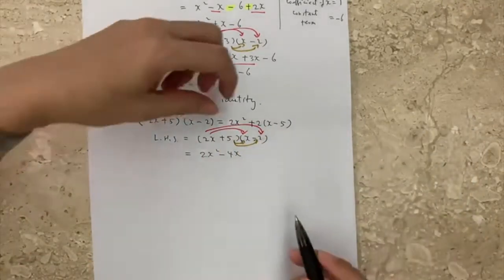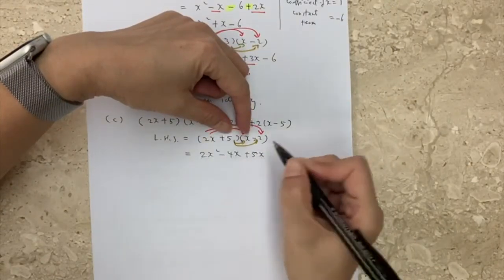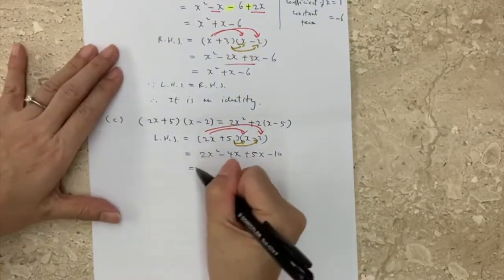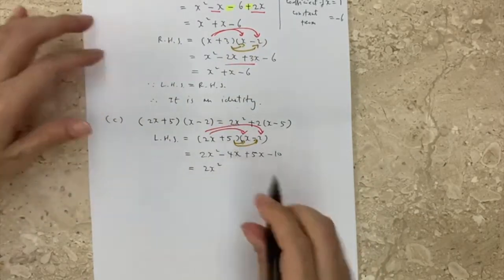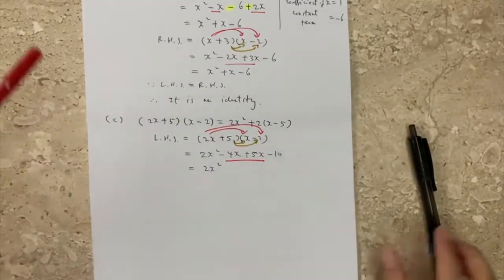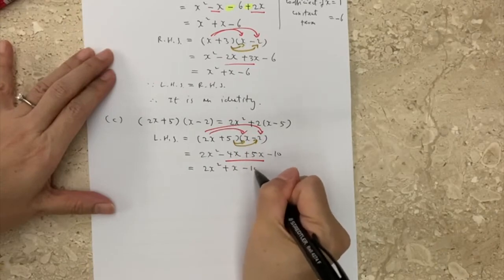Okay, so that will be 5 times x, so plus 5x, and then minus 10. Okay, so next 2x squared. So what do we have for this? Minus 4 plus 5, which is plus 1, and then minus 10.